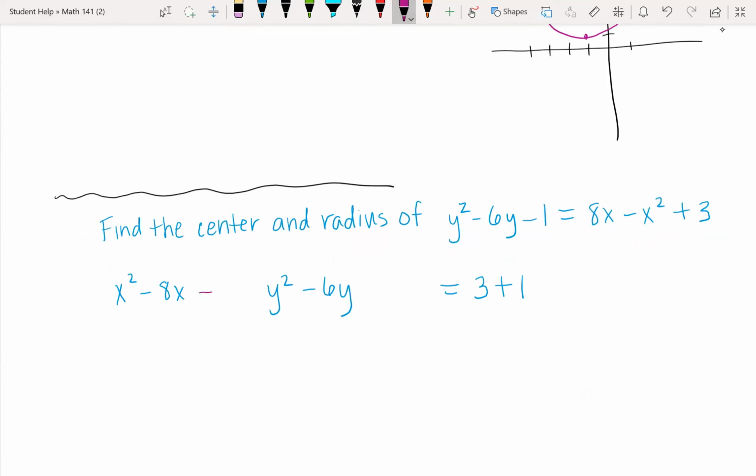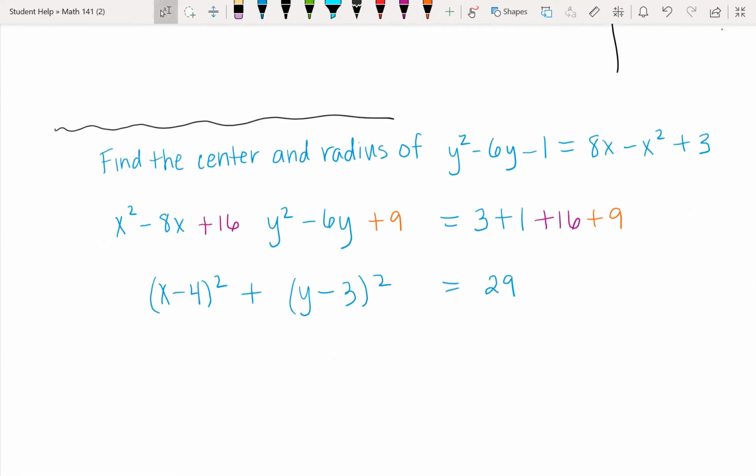And then I will complete the square on both sides. This is going to be adding 16. Half of -8 is 4. Squaring that is 16. And then for the y, I'm going to add 9 again, taking half of -6 to get 3. So I've got x minus 4, the quantity squared, and then y minus 3, the quantity squared, equals 29.